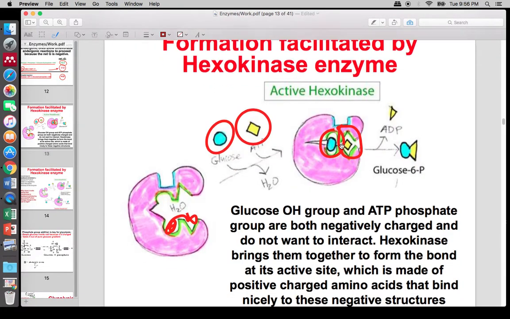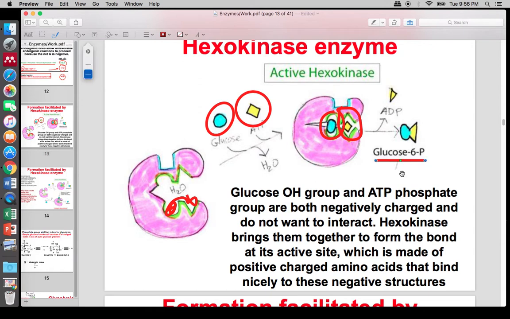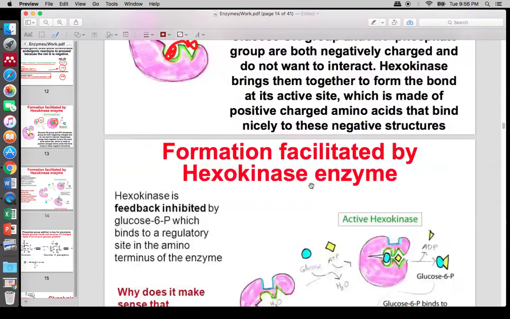Because what you're doing here is adding a phosphate to glucose. It doesn't want to form a bond. It's fine how it is. But with the enzyme, you have a site where both things are going to come in contact. You're going to force that bond. That's the power of that enzyme.